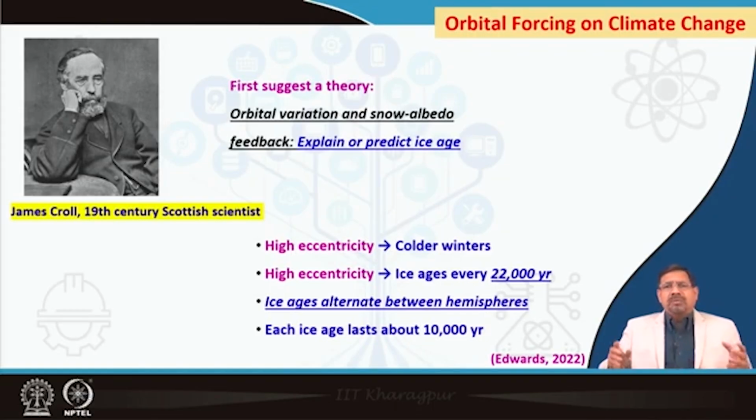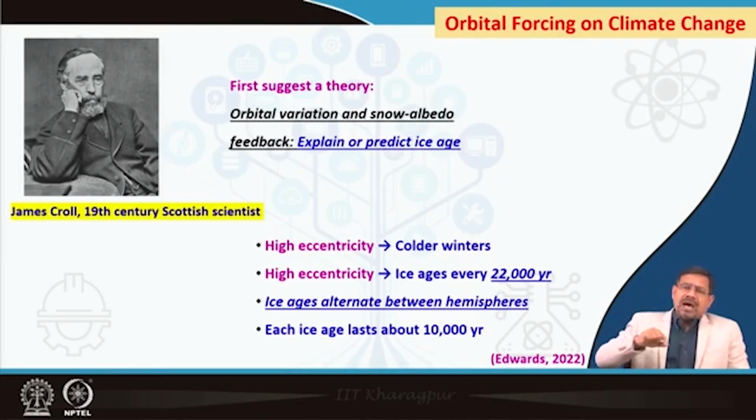He said that perhaps the variation of the orbit, that means the earth's rotation, revolution and tilt, is contributing, and also the snow albedo, the reflectivity property of snow. These can probably explain climate change. So, the feedback explains or predicts the ice age. What did he propose? Higher eccentricity. In our next slide I will explain what eccentricity is.